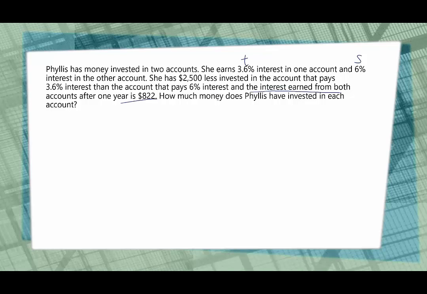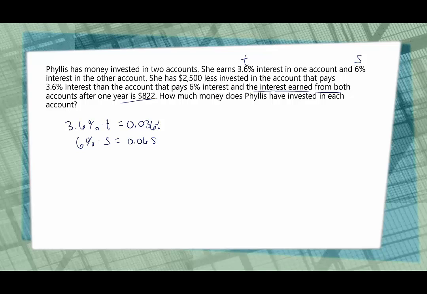So how much interest does she earn in the account that pays 3.6% interest? Well, she's going to earn 3.6% of however much money is invested. So we can say 3.6% times T. And she would earn 6% interest in the account that she has S dollars in. Now again, just like in the previous problem, we can't actually use these percents. So we need to convert out of percent form by dividing them by 100. Dividing by 100 is going to move the decimal 2 places to the left, giving me 0.036 times T and 0.06 times S.